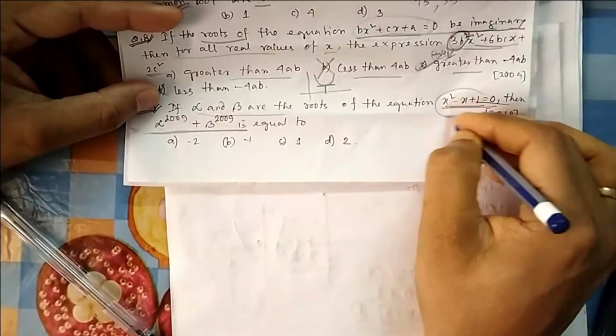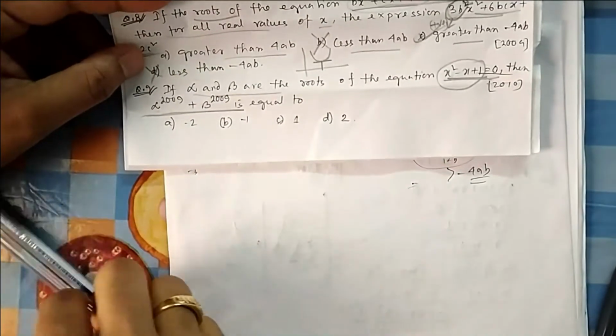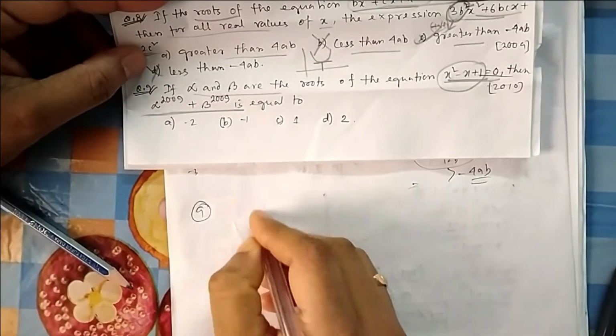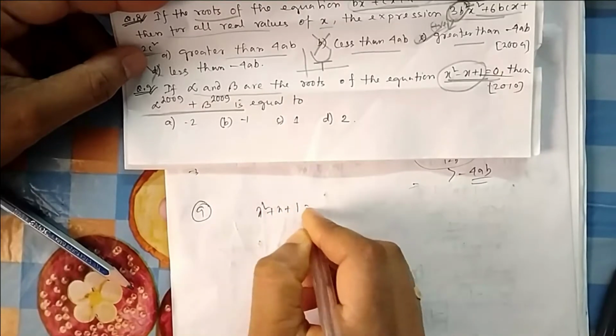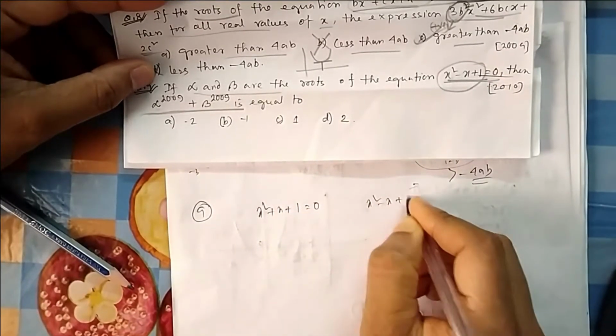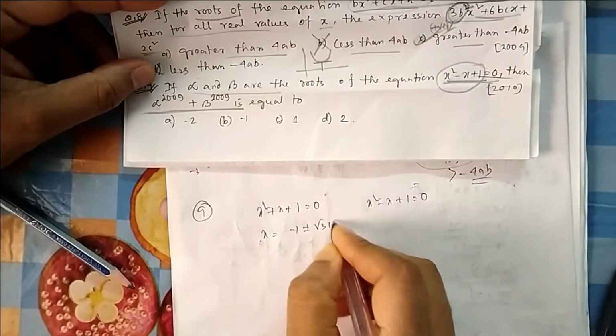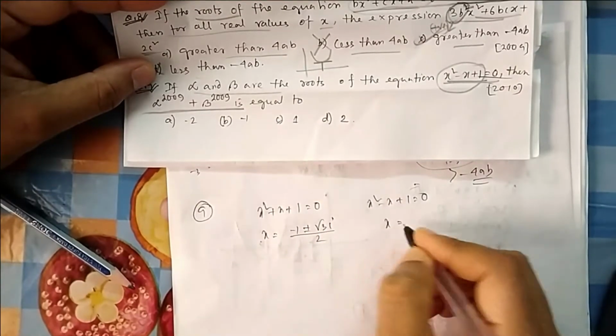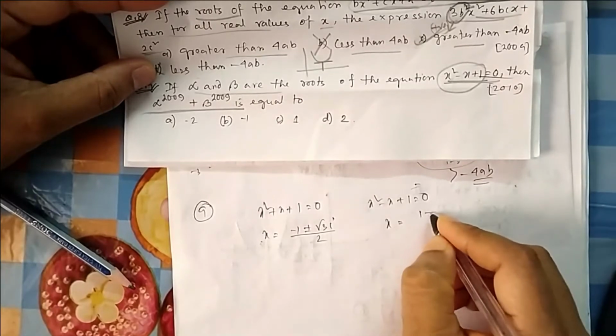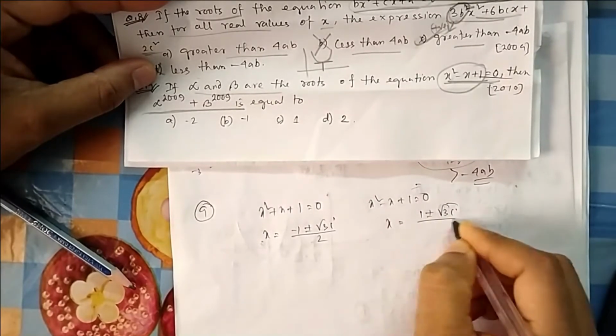Then when you see this expression, you will have a better idea when you deal with complex numbers. This expression x square plus x plus 1 equal to 0, or x square minus x plus 1 equal to 0. Here if you calculate, it will come minus b plus minus root 3i by 2. And here if you calculate, it will be 1 plus minus root 3i by 2.